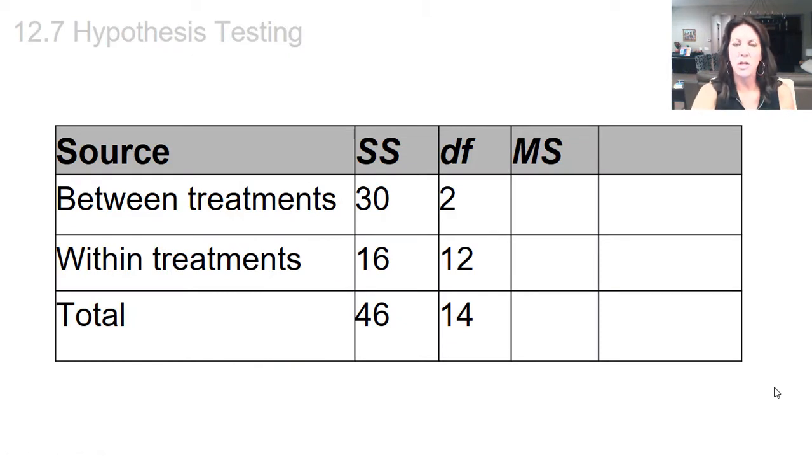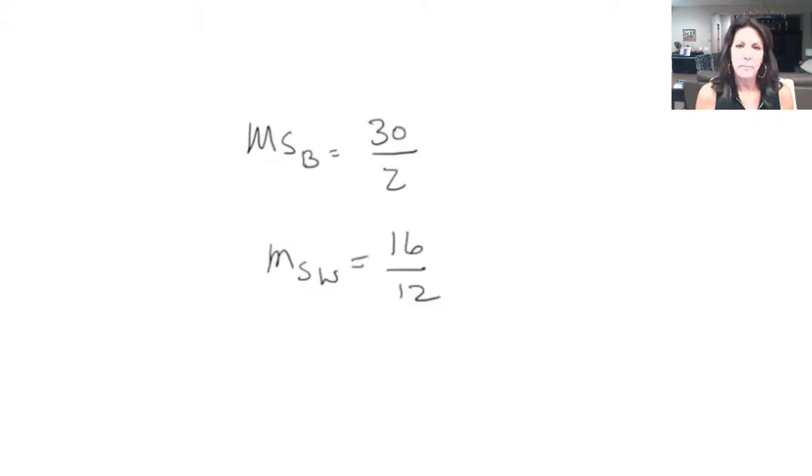Now we have our sums of squares, we have our degrees of freedom, we have everything we need to find our mean squares. Remember that our mean squares is simply found by taking the sums of squares divided by the degrees of freedom. It's a variance calculation. So let's figure the mean squares between and the mean squares within. So for the mean squares between, we just take 30 divided by 2, and that gives us a mean squares between of 15. Our mean squares within is taking 16 divided by 12, and that gives us a mean squares within of 1.33.